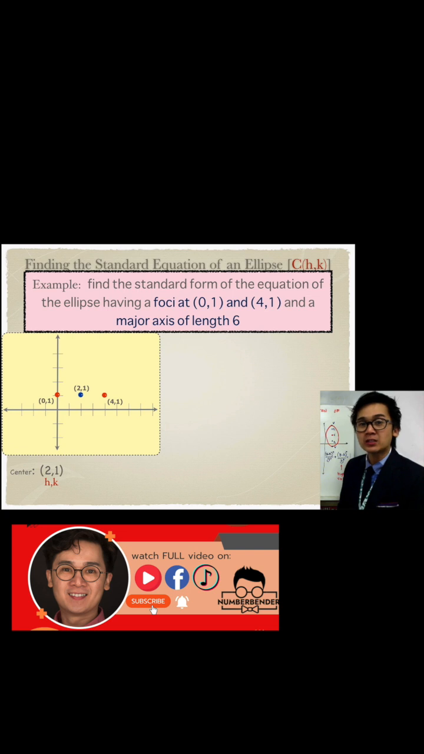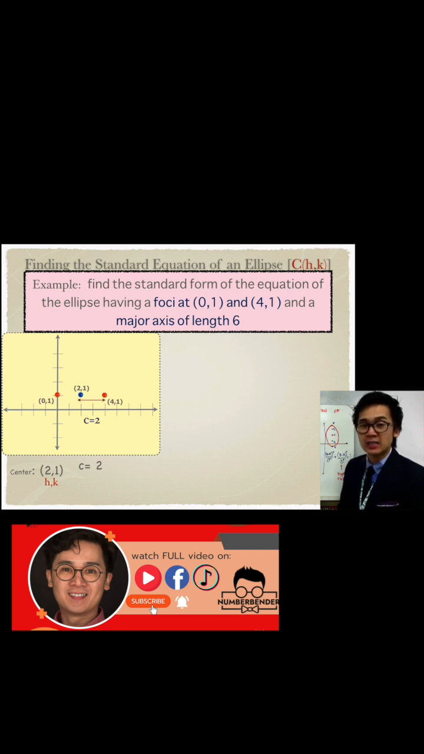Now one major thing that you need to understand about the foci is you can find the value of c in your formula c squared is equal to a squared minus b squared by finding the number of units of your center away from your foci, and in this case you have c is equal to 2. So now that we have c is equal to 2, all we need to find is the value of a and b in the standard equation of your ellipse, and to do that we will use our major axis.